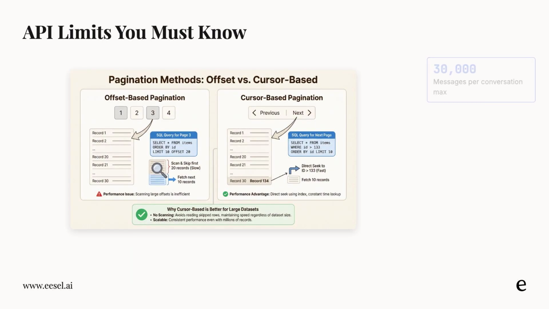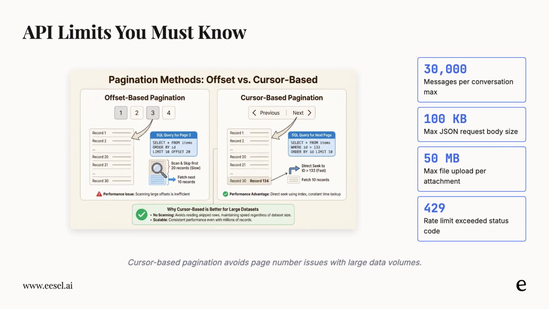A few hard limits to design around. Conversations cap at 30,000 messages, request bodies max out at 100 kilobytes, and file uploads top out at 50 megabytes. If you hit rate limits, you'll get a 429 response, so build in exponential backoff. And the API uses cursor-based pagination, which keeps performance solid even with millions of messages.